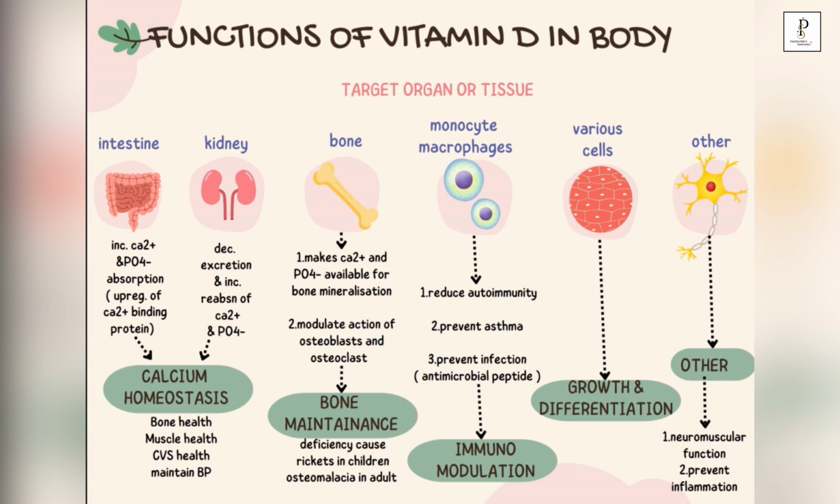Then the action of vitamin D on various other cells results in growth and differentiation of cells. What are the other functions of vitamin D? One is neuromuscular function, another is prevention of inflammation. Vitamin D has some role in neuromuscular activity inside the body and it prevents inflammation in the body also.